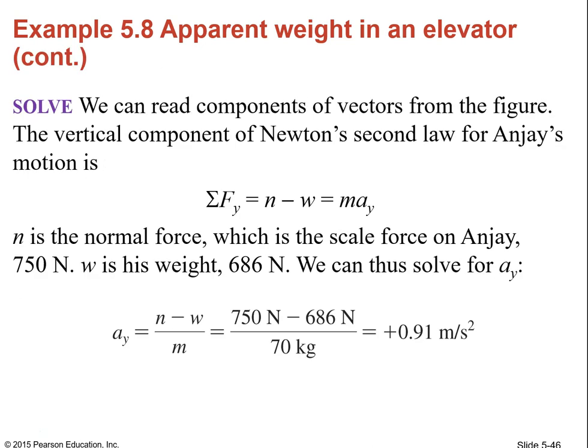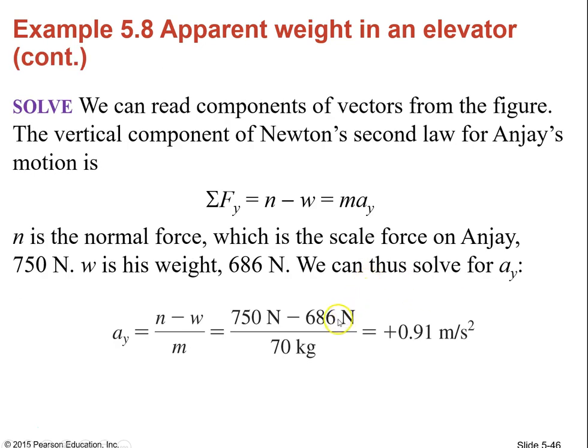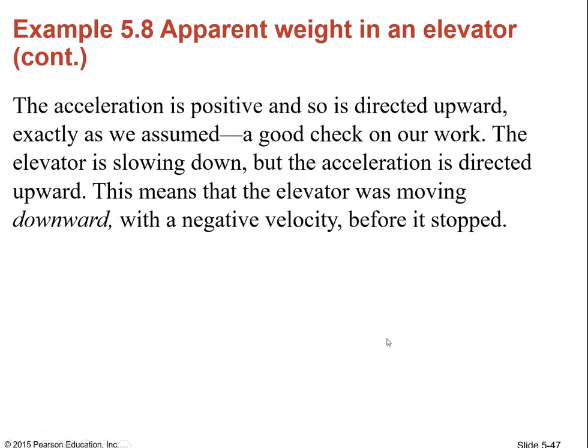Okay. Now, if we look at this, we know his weight is 686 newtons. He feels like he's weighing 750 newtons, and his mass is 70 kilograms. So we can take the difference in force to get our net force, divided by the mass to get our acceleration. So 750 minus 686 divided by 70 gets us an acceleration of 0.91 meters per second squared. Positive acceleration. So because of that, the elevator is slowing down.